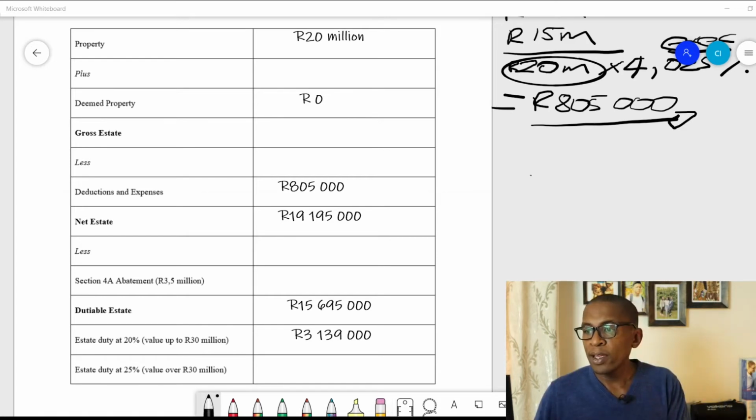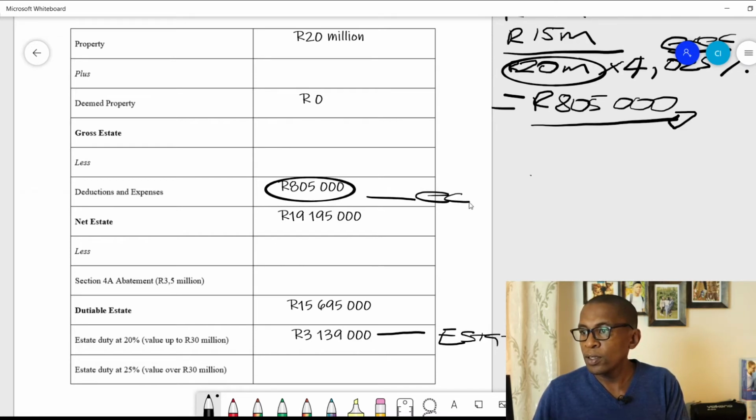So at the end of the day, for this estate, in terms of liabilities, there's the estate duty liability, and that 805,000 is the executor's fees.